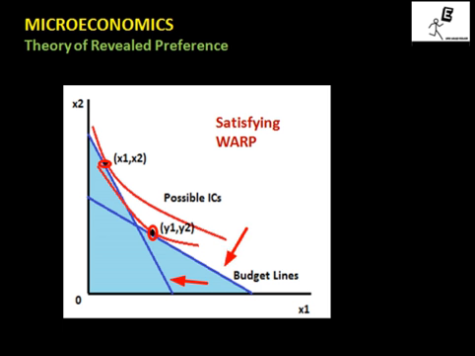This is the budget line on which y1 comma y2 lies, and x1 comma x2 lies outside this budget line. x1 comma x2 lies on a higher indifference curve. So neither x1 comma x2 is directly revealed preferred to y1 comma y2, nor y1 comma y2 is directly revealed preferred to x1 comma x2, which is perfectly fine. As a result, WARP, that is the weak axiom of revealed preference, is satisfied in this case.